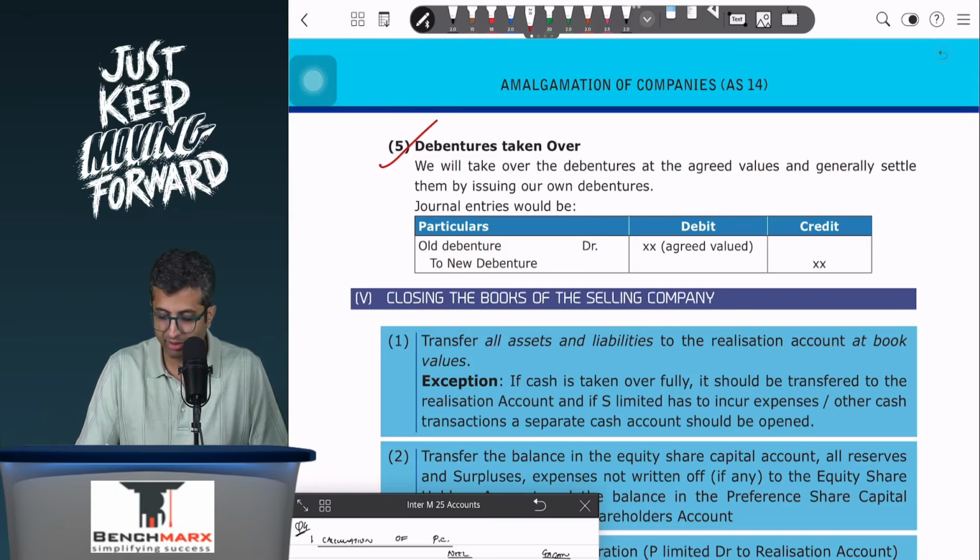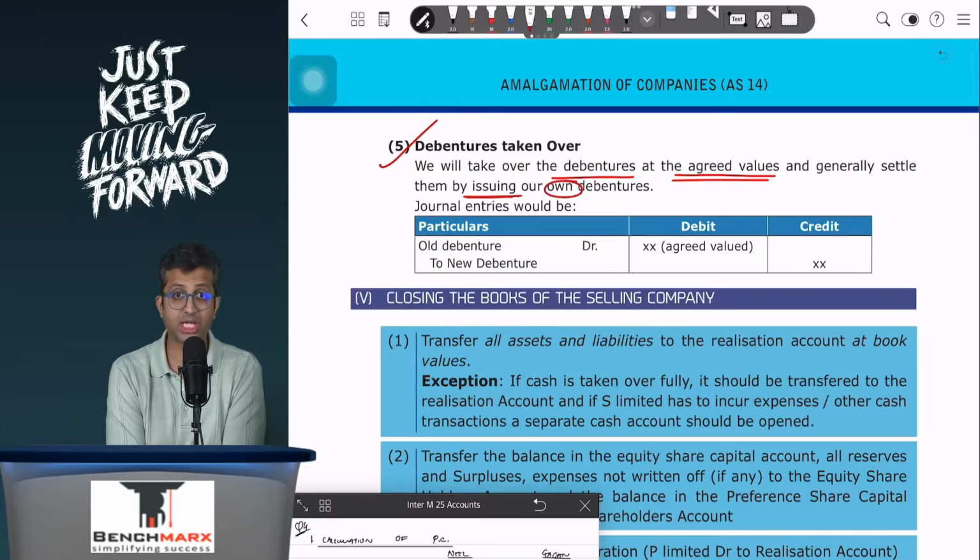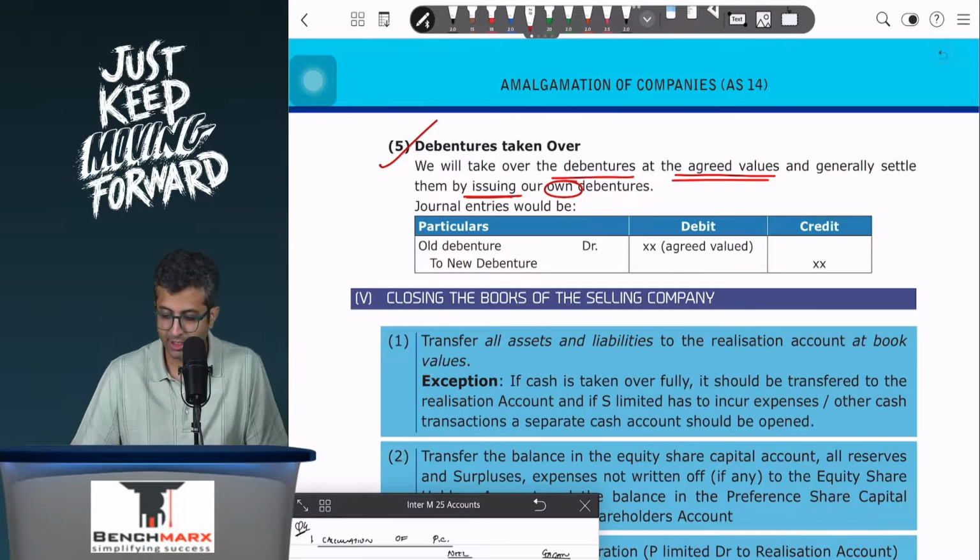We will take over the debentures at the agreed values and generally settle them by issuing our own debentures. Okay, the journal entries will be old debentures account debit to new debentures. The old debentures debited at the agreed value, new debentures credited again at the agreed values.